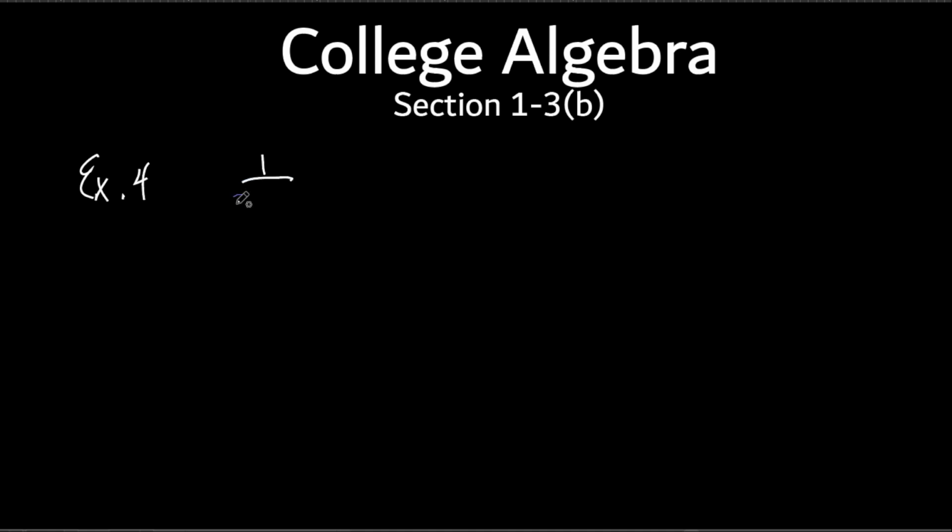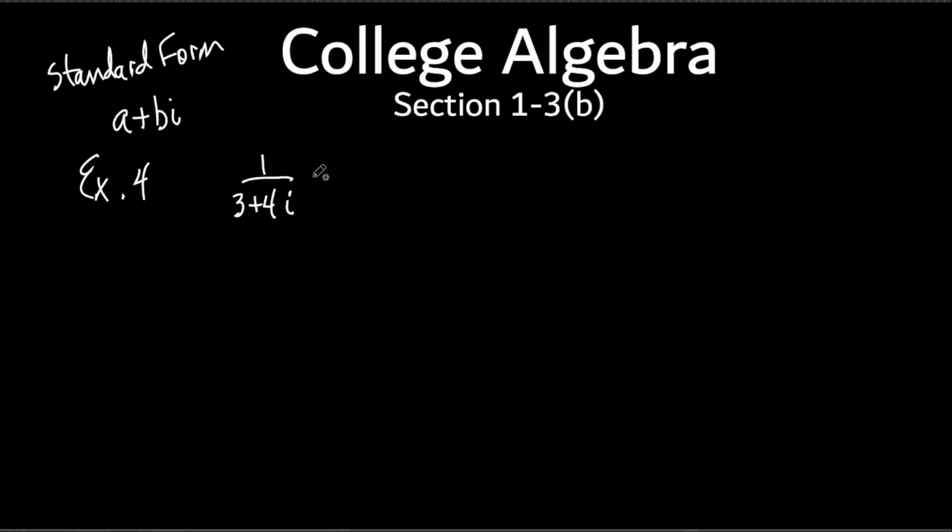1 over 3 plus 4i. And they say write this in standard form. Do you remember what standard form is? Standard form when you have a complex number. The standard form of a complex number, a plus bi, very good.